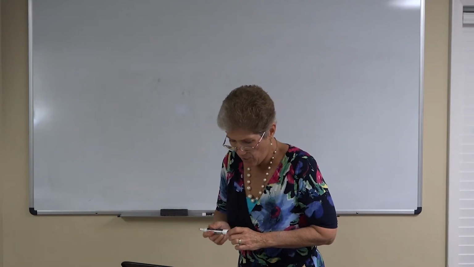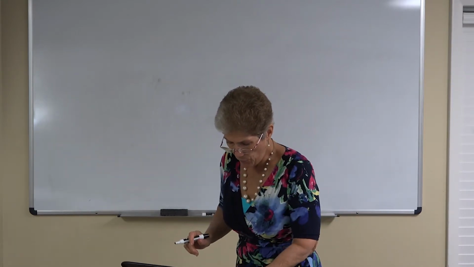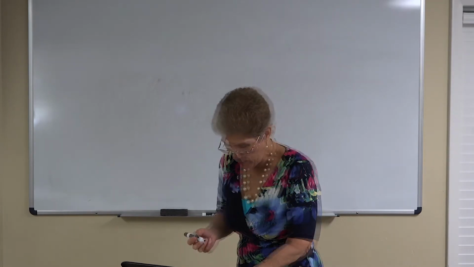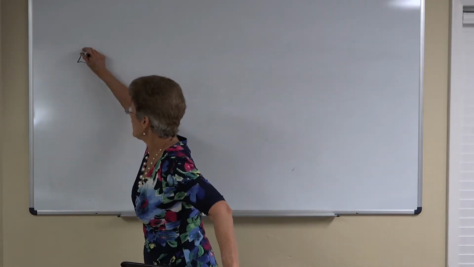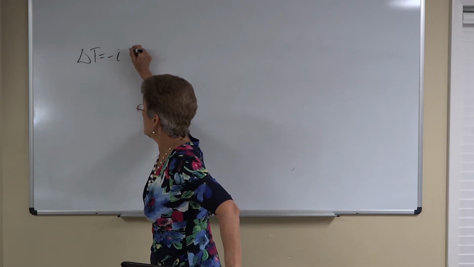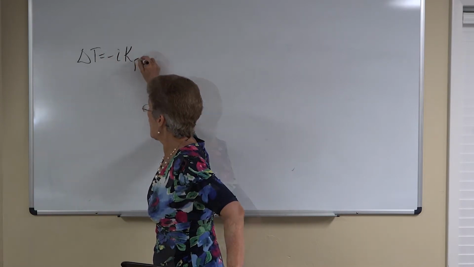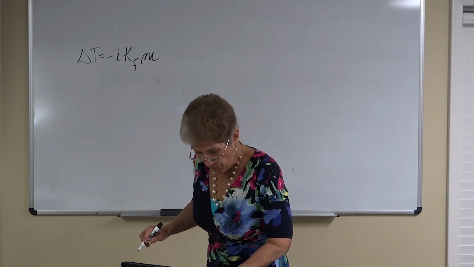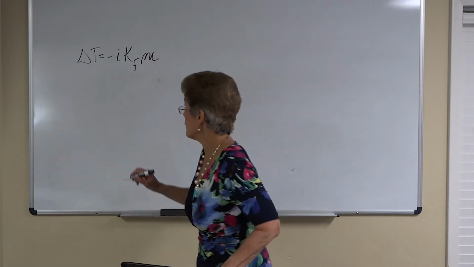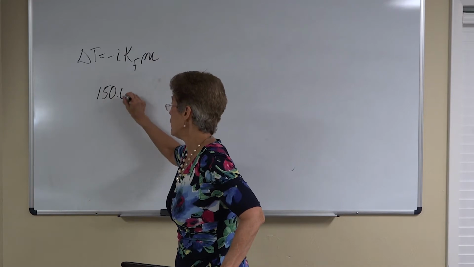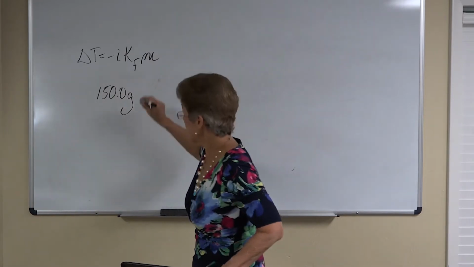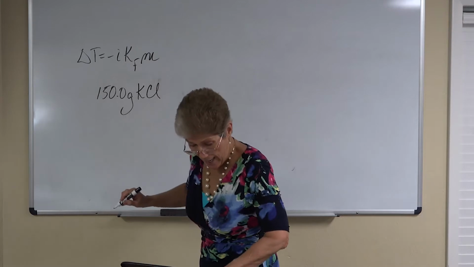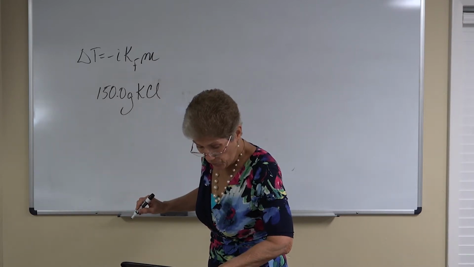Number 9. What is the freezing point of a solution made by mixing 150 grams of potassium chloride with 550 grams of water? So we want the freezing point. The change in temperature equals negative i Kf. There we go. And we want to know the freezing point. So we're first given 150.0 grams of potassium chloride, and with 550 grams of water.